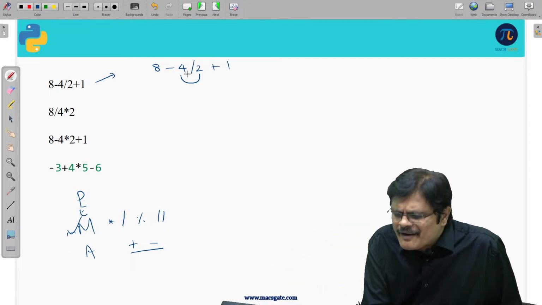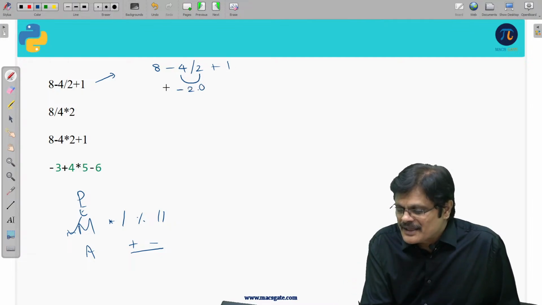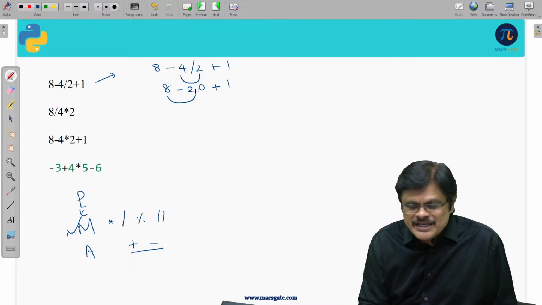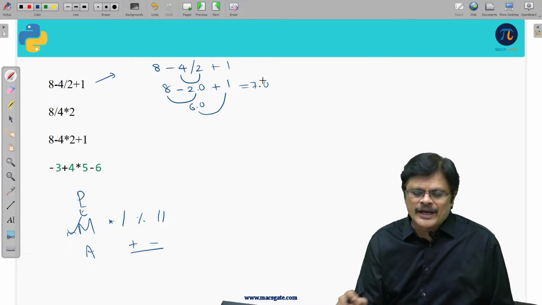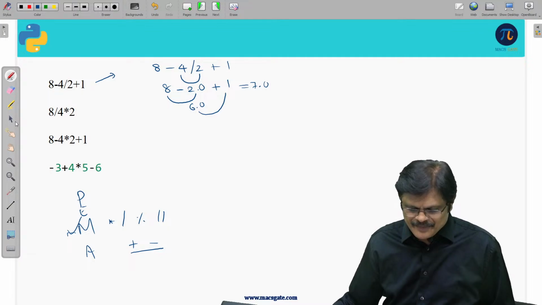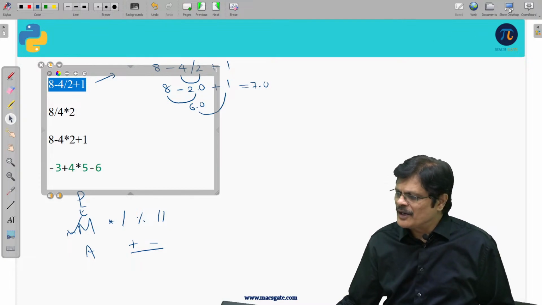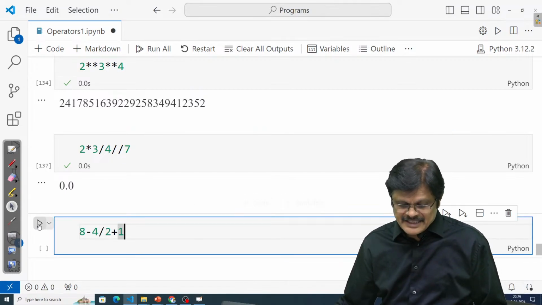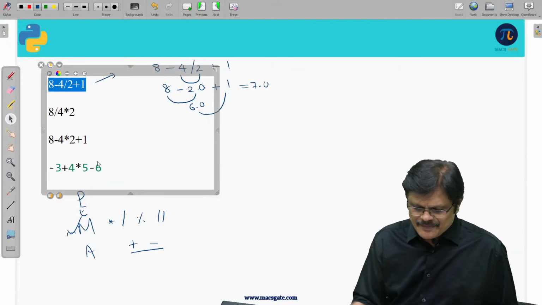Now, 4 divided by 2 means what, sir? 2.0. Remember it is 2.0. Then it is 8 minus 2.0 plus 1. Here 8 minus 2.0 is 6.0, plus 1 is 7.0. So 8 minus 4 divided by 2 plus 1 is equal to 7.0. Let us take this and verify. So our answer is 7.0, you can expect it. Is that clear? Now let us try the next one.